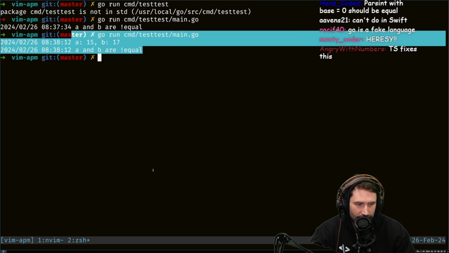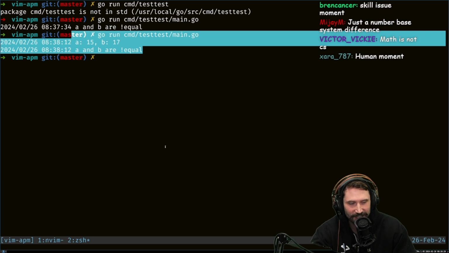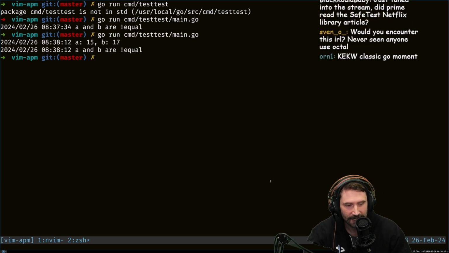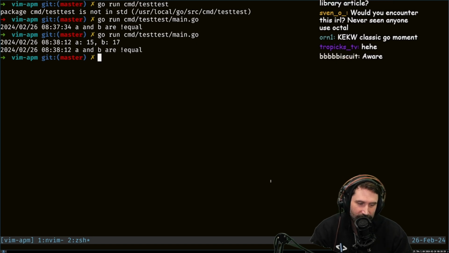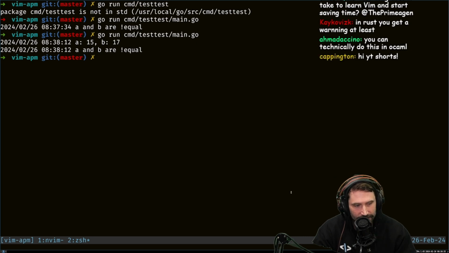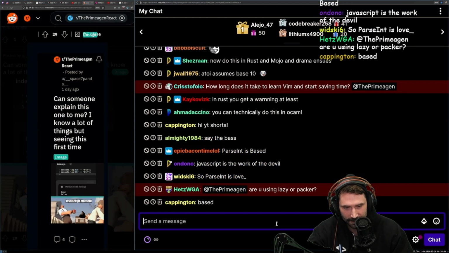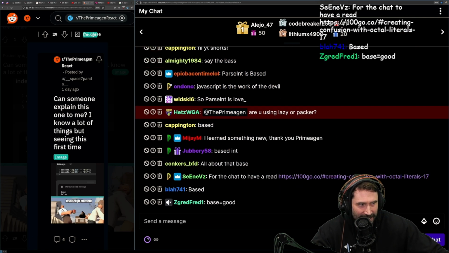See? There you go. TS fixes this. There you go. Skill issue. That's why parseInt is a little bit nicer, because parseInt forces you to say the base. And by forcing you to say the base, you're not going to make this mistake, right? This is why bases are very good. Atoi assumes base 10. Well, there you go. And the more you know. It's easy to mess this up. Honestly, it's very easy.